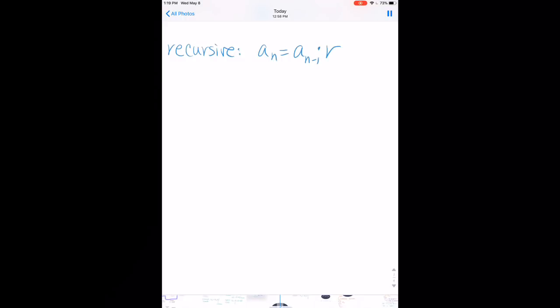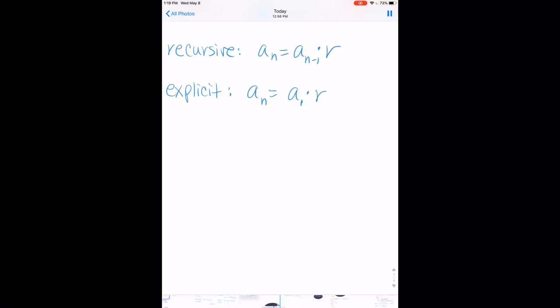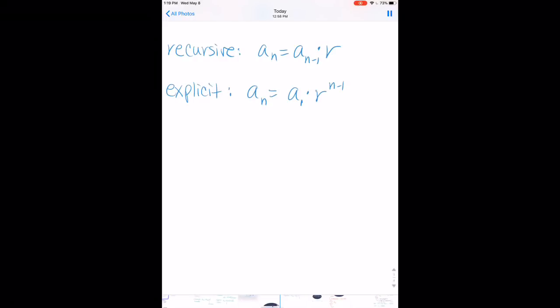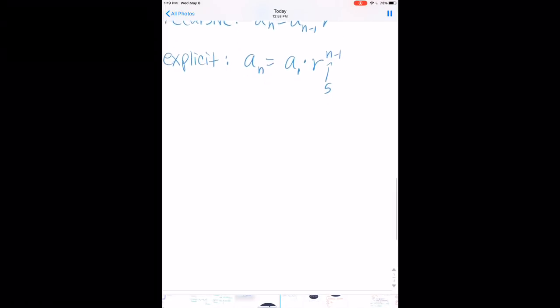Now here's the explicit, the much more useful formula in my opinion, and that's going to be a sub n equals a sub 1, which is your first term again, times r to the n minus 1. And that's your explicit, and it will give you any of the terms that you want. So let's say you want the fifth term, you plug in 5 right there as an example.